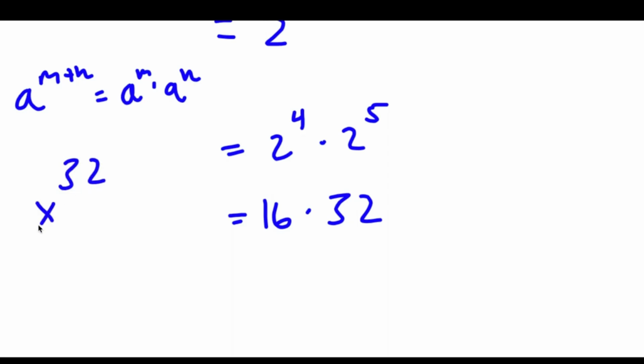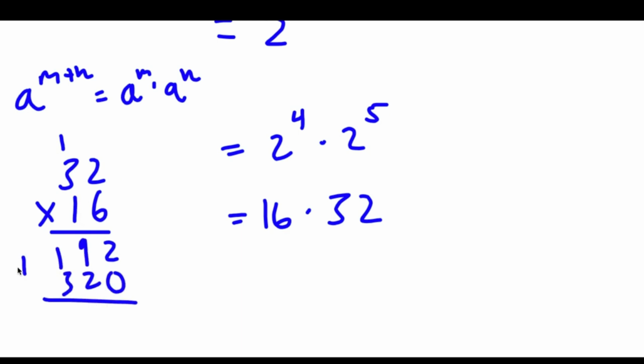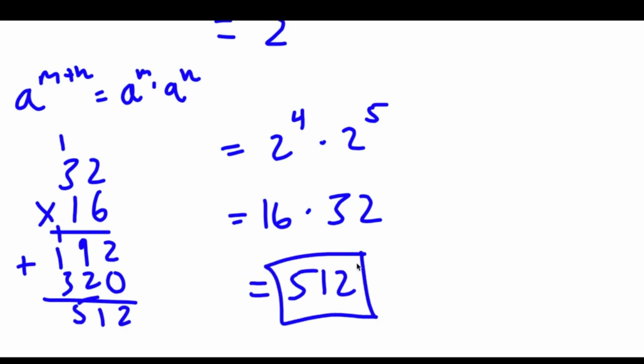and I can actually just go ahead and do this here. 32 times 16, 2 times 6 is 12, 6 times 3 is 18, 18 plus 1 is 19, 1 times 2 is 2, and 1 times 3 is 3. So if I add these together, I get 512. So this means 512 is our answer.